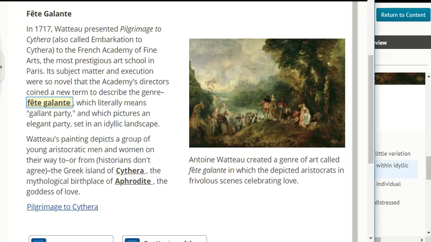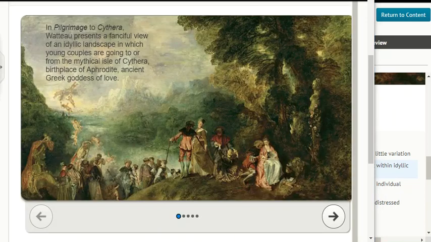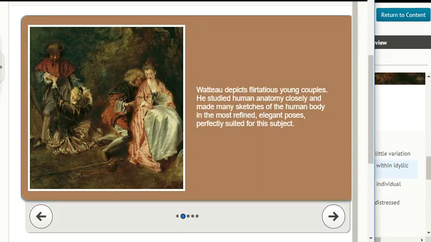Watteau's painting depicts a group of young aristocratic men and women on their way to or from, historians don't agree, the Greek island of Cythera, the mythological birthplace of Aphrodite, the goddess of love. In Pilgrimage to Cythera, Watteau presents a fanciful view of an idyllic landscape in which young couples are going to or from the mythical isle of Cythera, birthplace of Aphrodite, ancient Greek goddess of love. Watteau depicts flirtatious young couples.